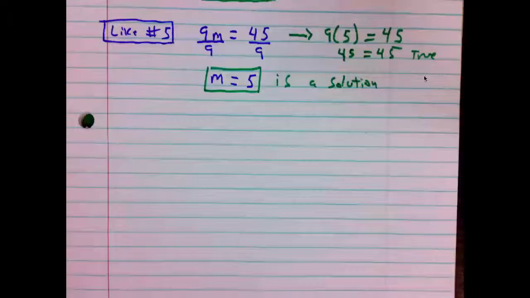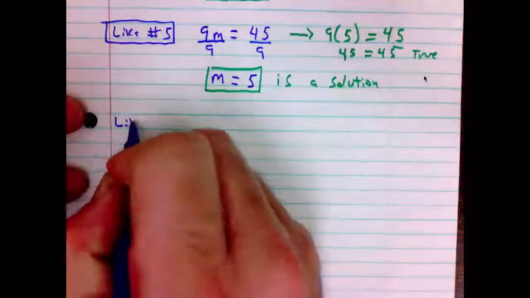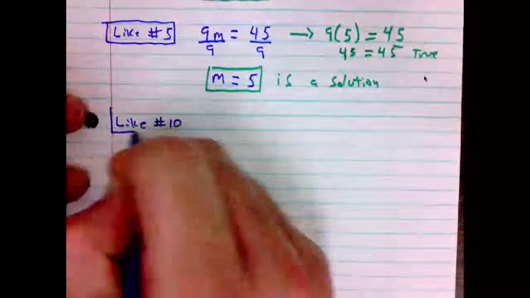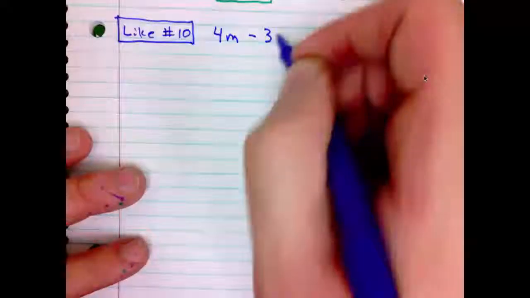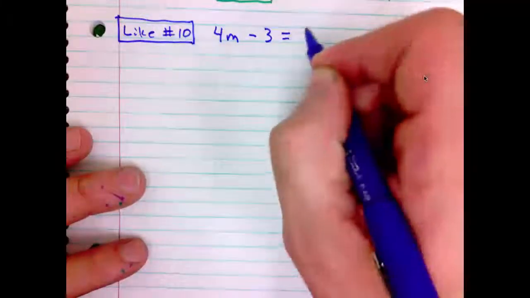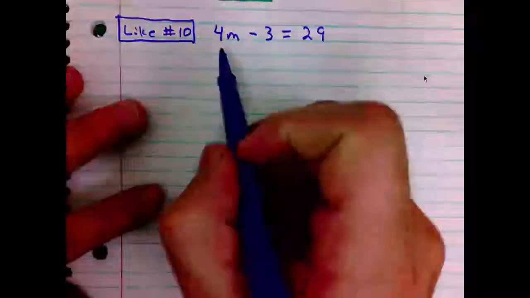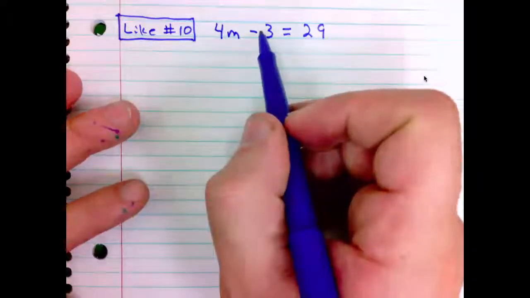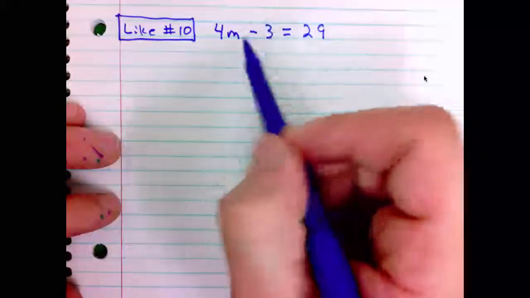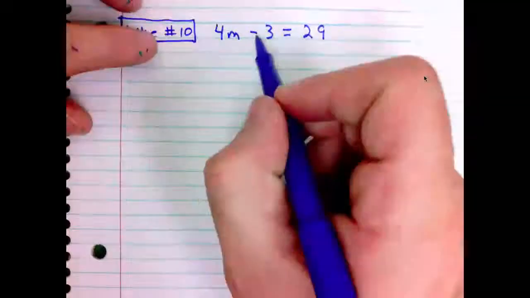Alright. Next, I will do a problem like number 10. Number 10 says 6m minus 4 is 14. A problem similar to that would be 4m minus 3 equals 29. Our goal is to get the m by itself. Currently 4 is being multiplied by m and 3 is being subtracted. So to undo that, we go in the opposite direction. First, we'll undo the subtraction. The inverse of subtract is add.